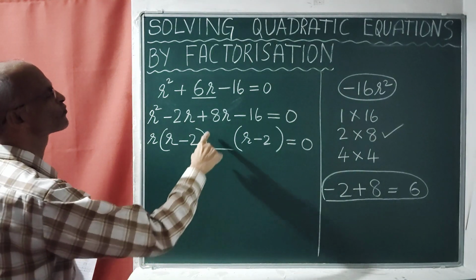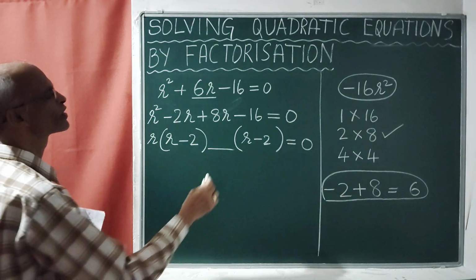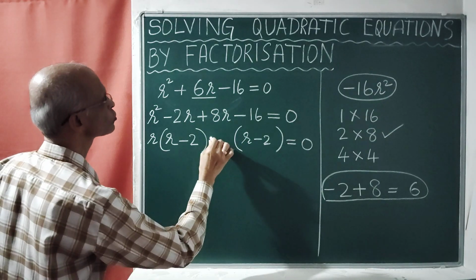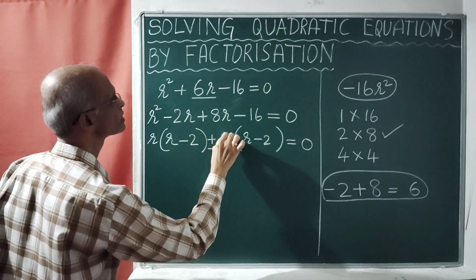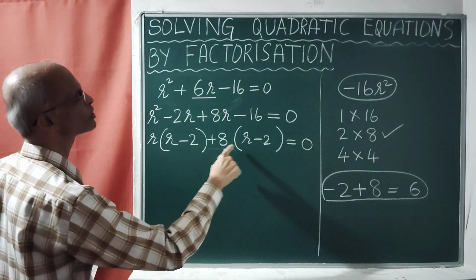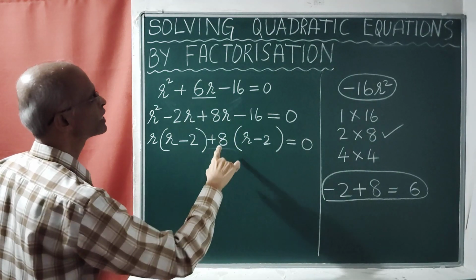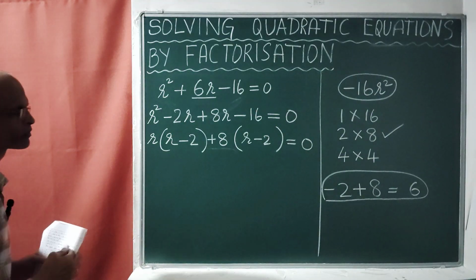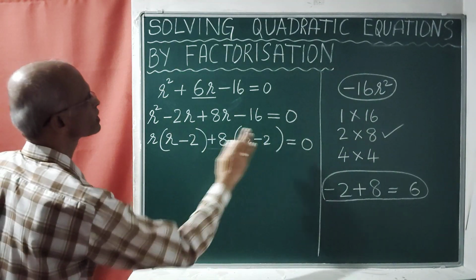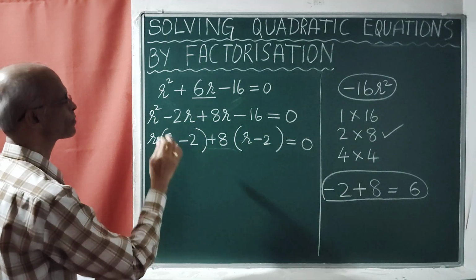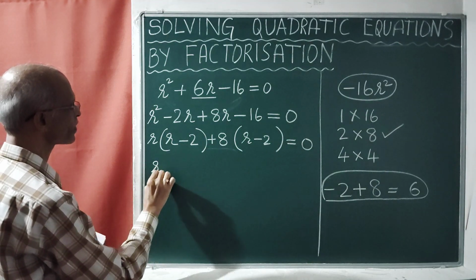Now I have to fill the gap so that when I multiply these two, I should get this. So I am filling it with plus 8. 8 into r, I got 8r. 8 into minus 2, minus 16. Now there are two terms here. Among these two terms, r minus 2 is common. I am taking the common factor outside.